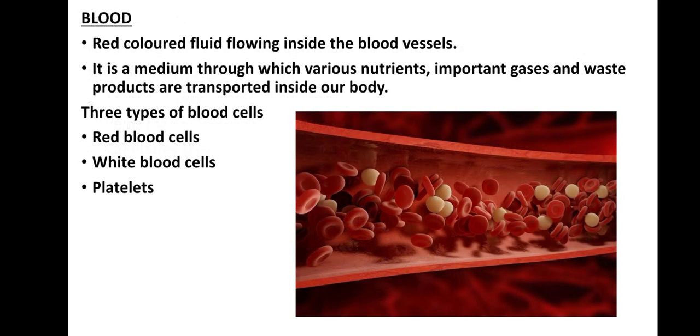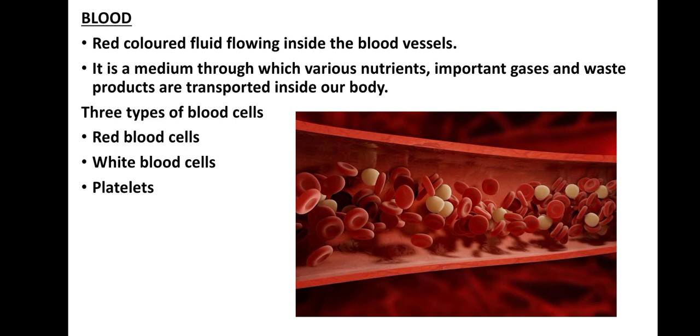Blood. Blood is a red-colored fluid flowing inside the body blood vessels. It is the medium through which various nutrients, important gases, and waste products are transported inside our body. Blood constitutes about 8% of our body weight. Blood consists of a liquid part called plasma and the cells, or corpuscles. There are three types of blood cells: red blood cells, white blood cells, and platelets.